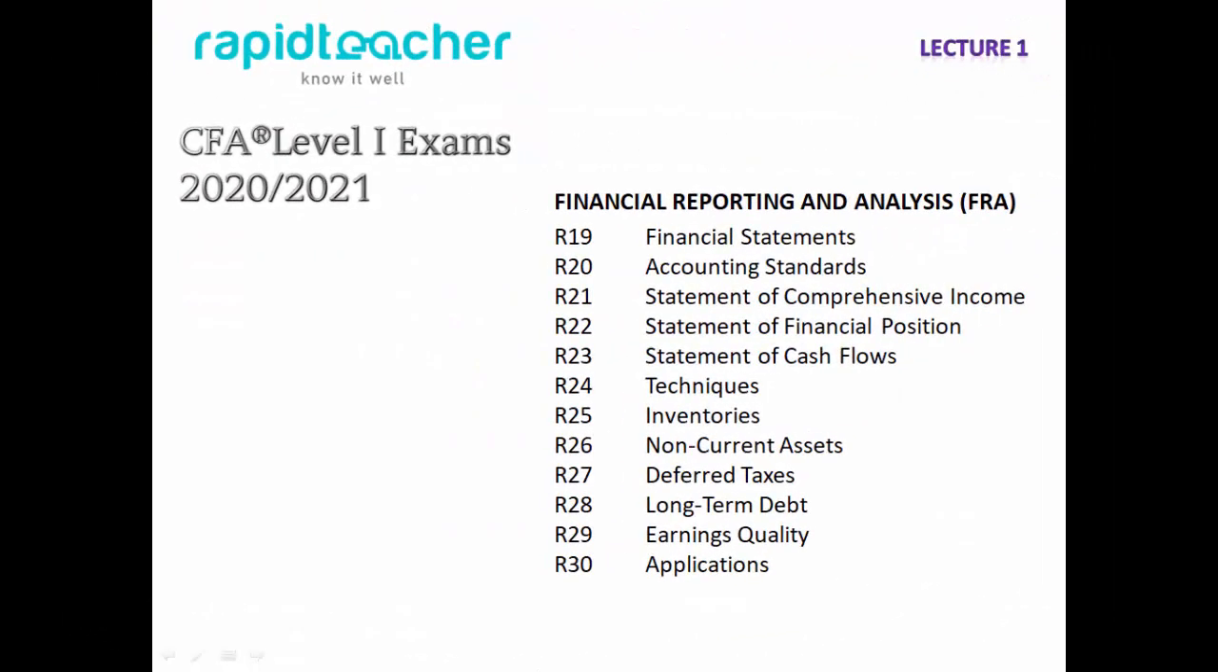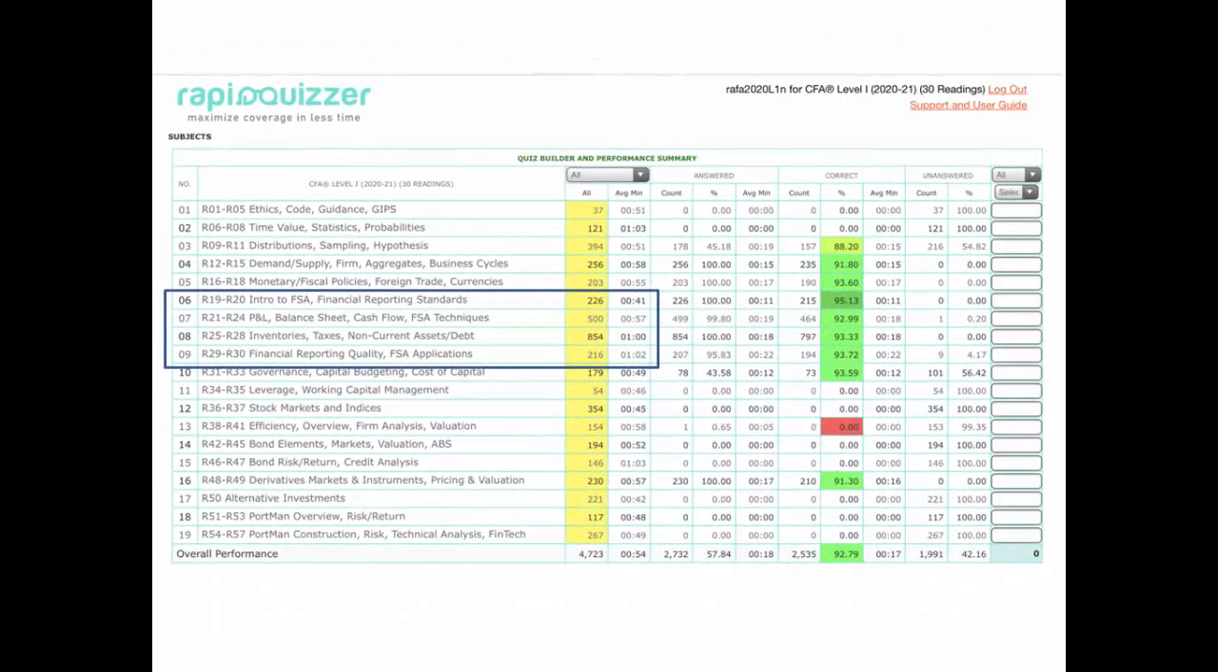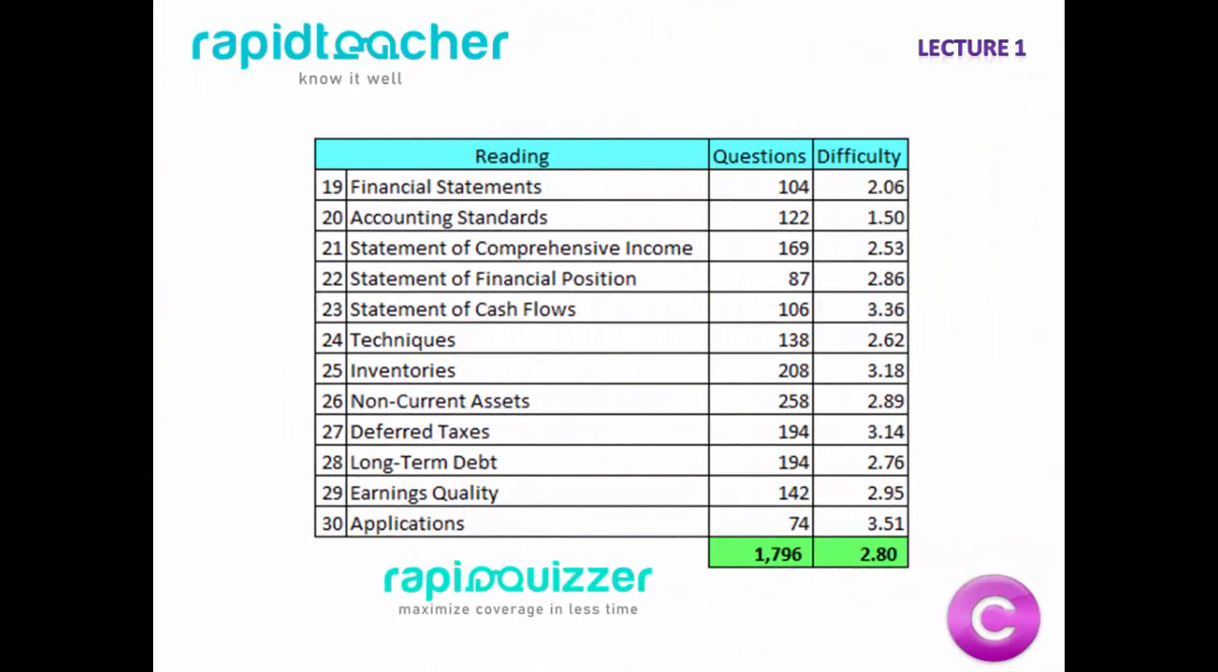In CFA Exams Level 1 for 2020 and 2021, the Financial Reporting and Analysis, or FRA for short, consists of 12 readings from reading 19 to 30. We in Rapid Quizzer have a view that if you read the CFA curriculum readings carefully and diligently, the FRA section is just of average difficulty across our 1,800 FRA practice questions, or a difficulty rating of 2.8 on a scale of 5.